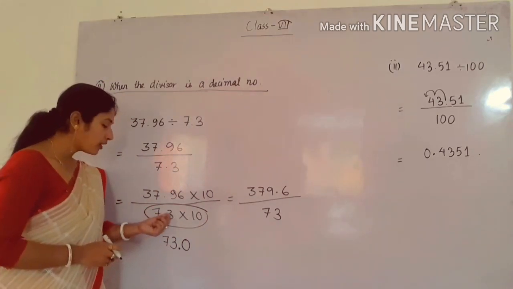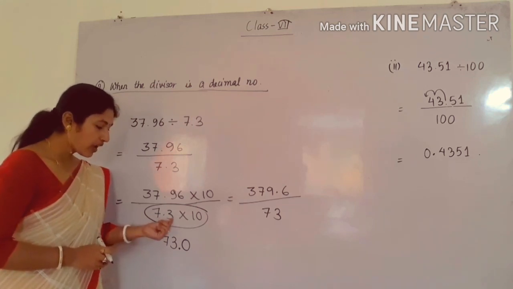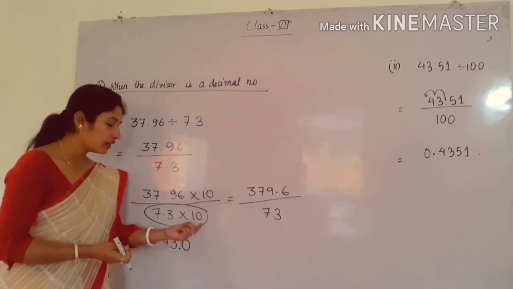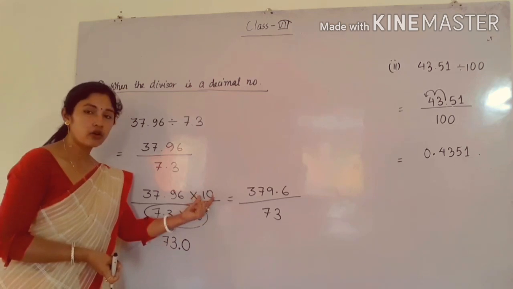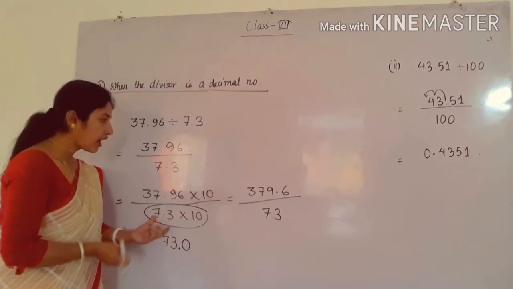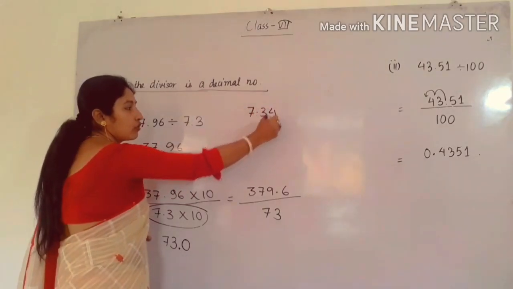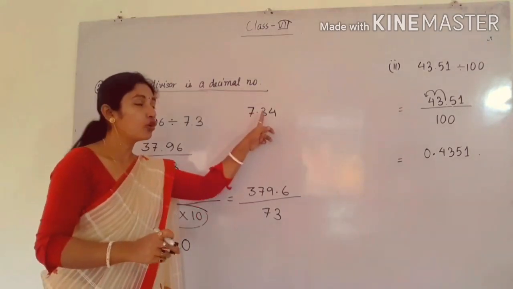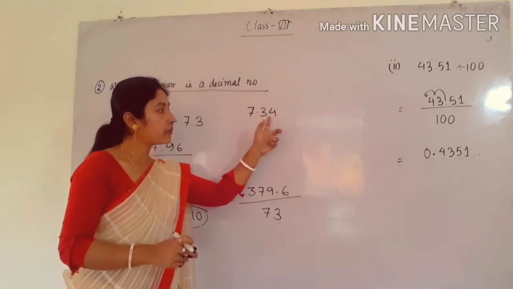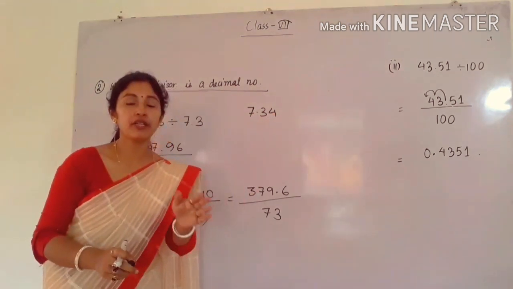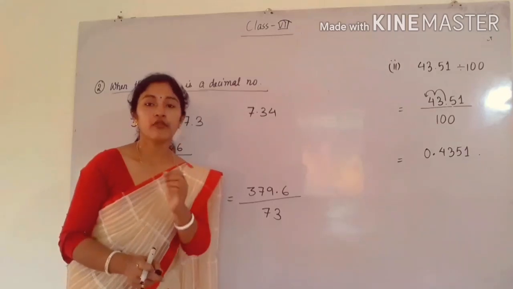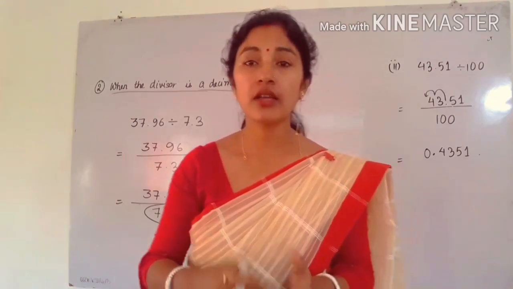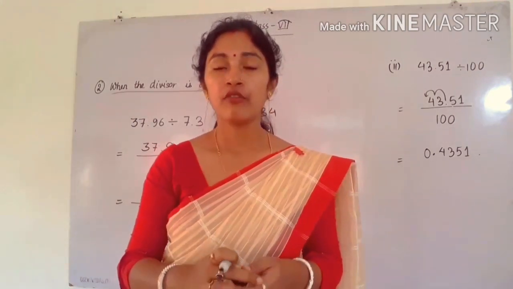See here, after the decimal point we have only one place. That's why I have multiplied by 10. If you are multiplying the denominator by 10, then for balancing, you have to multiply the numerator also by 10. Similarly, if we have 7.34 in the denominator, then what do I have to do? I have to multiply it by 100, because after the decimal we have 2 digits. If I multiply it by 100, it will become a whole number, that will be 734. Like that. First of all, before doing, you have to check how many digits are present after the decimal point. First of all, plan.